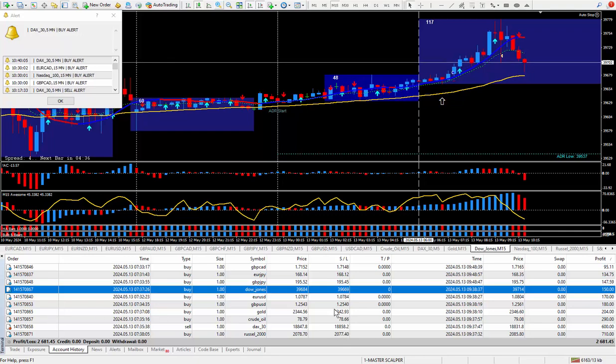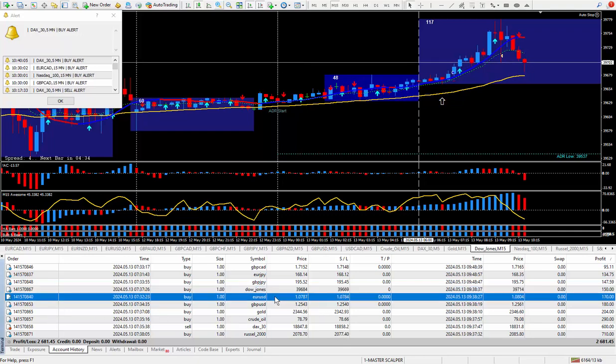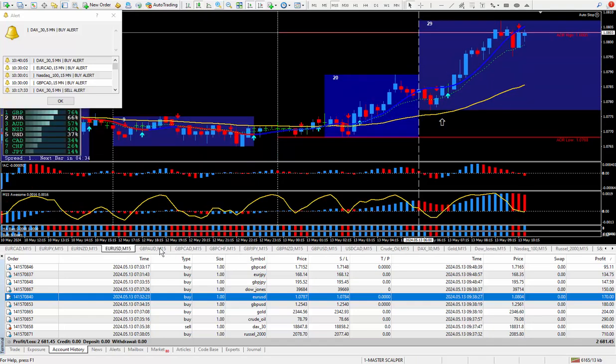Moving along to the next trade, which is the euro dollar. Here we go. Let's drag and drop this up, see where I got in at. Another one I wanted to be buying.